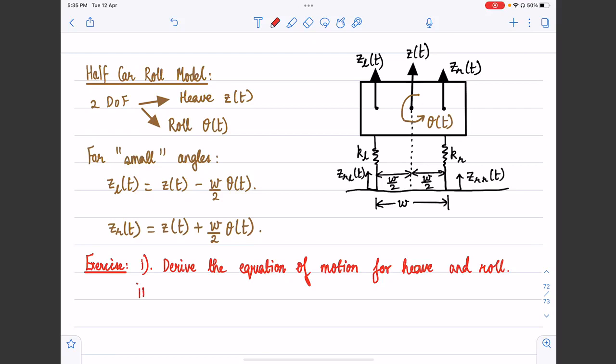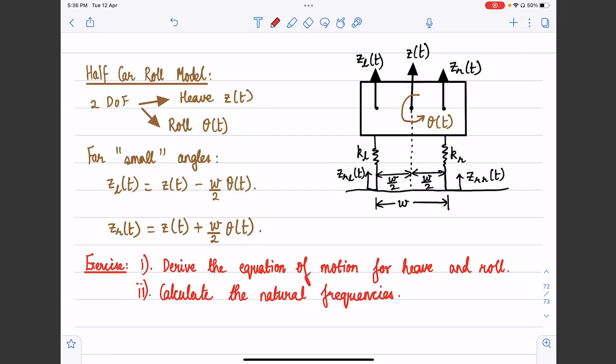Okay, so derive the equations of motion, put them in the standard matrix form, and then calculate the natural frequencies associated with the roll motion. Okay, so we'll once again get expressions for this. Okay, so please do this exercise. All right, okay.